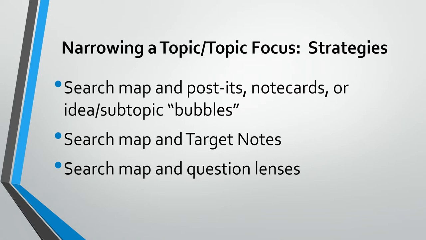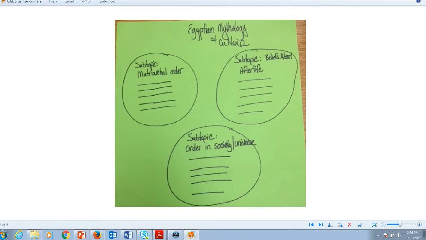Let's begin with using post-its, note cards, or bubbles, if you will, in conjunction with your search map. A super easy and tactile and visual way of beginning to glean through your notes, either from your search map or if you've taken notes in some other manner, is to do some mapping of subtopics or ideas. Basically, you can do this either using giant post-it notes or piles of smaller post-it notes, but to really go through your notes and start creating bubbles with your post-it notes to pull out subtopics.